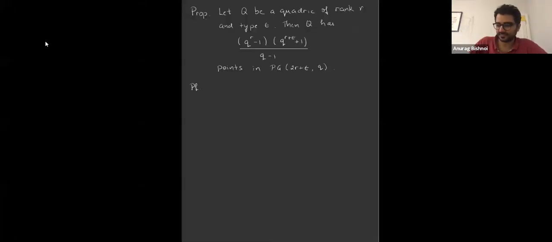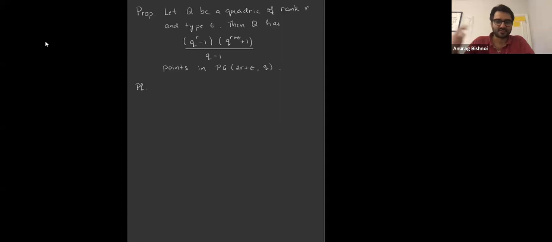Okay, so finally, let's move on to actually count the total number of points on any quadric of rank r and type epsilon. And here's a formula which says that the number of points is just q to the r minus 1 multiplied by q to the r plus epsilon plus 1, divided by q minus 1. And the main thing to note here is that this is approximately q to the 2r plus epsilon minus 1.